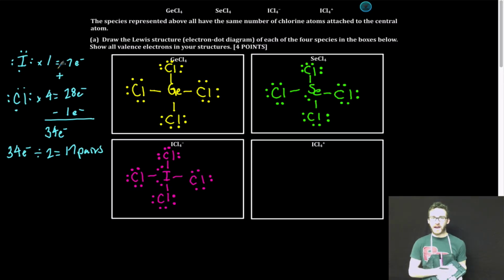So notice how I've accounted for that when I've totaled up my number of valence electrons that I have to work with in this molecule. Positive ion lost the electron. Alright, once we've got our total number of valence electron pairs, let's build this.